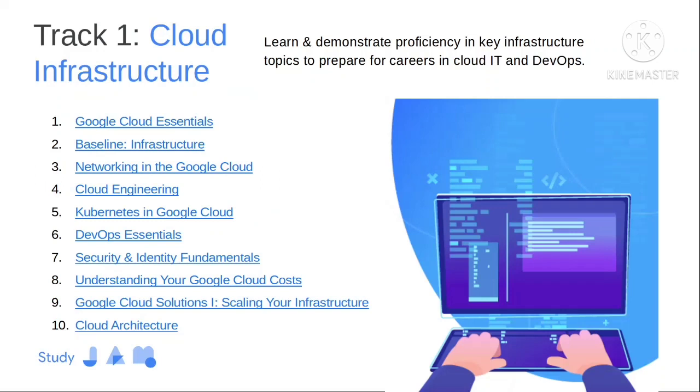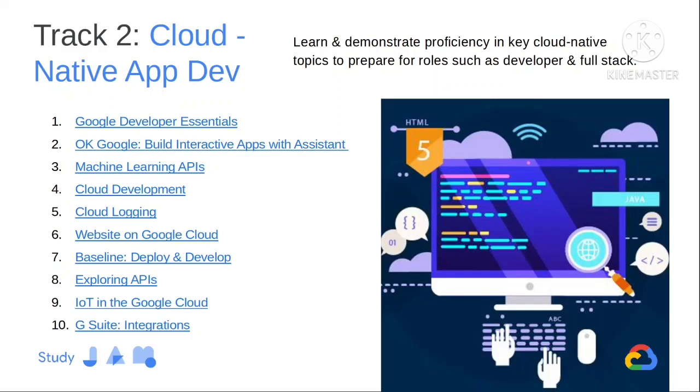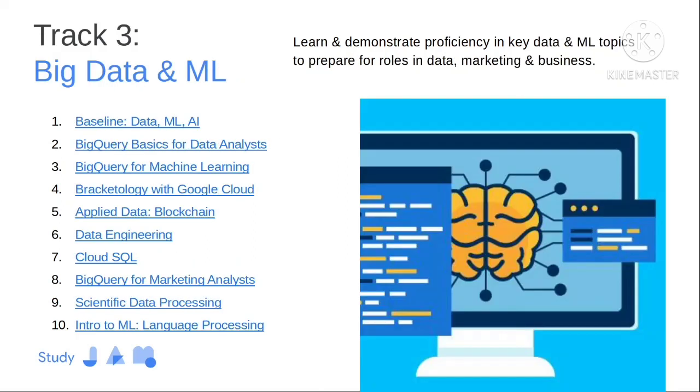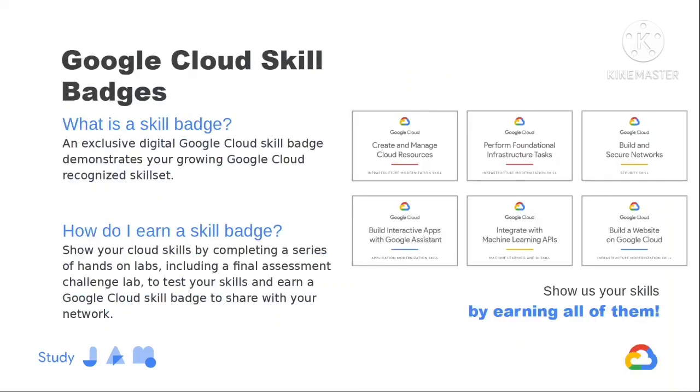Now, head over to the track 1, the cloud infrastructure. This track provides you the basic to advanced knowledge of cloud platform and its services. You will have 10 quests over here and 8 skill badges. Next, cloud native application development. Here again you have 10 quests and 3 skill badges. In the big data and ML, you will have 10 quests and 4 skill badges. In order to get the complete milestone, you need to complete all of these tracks.